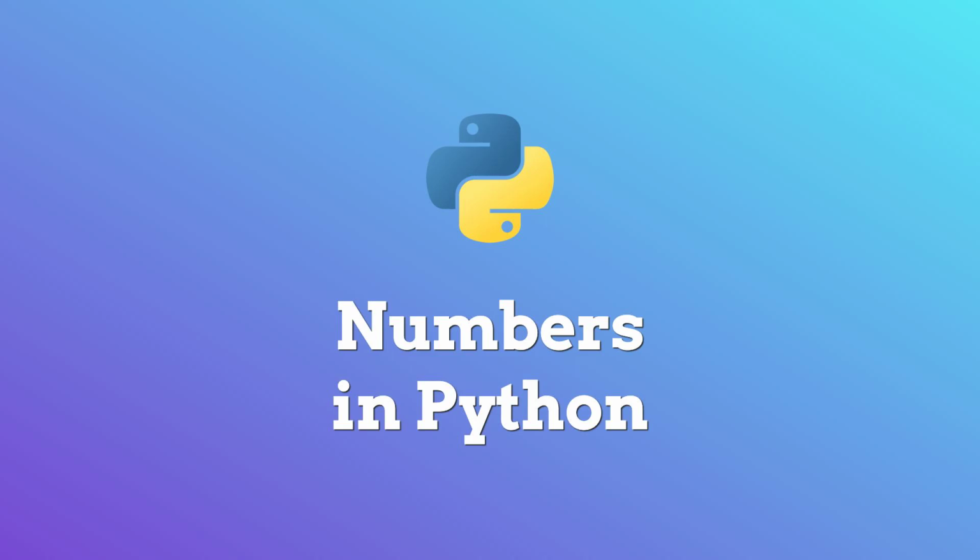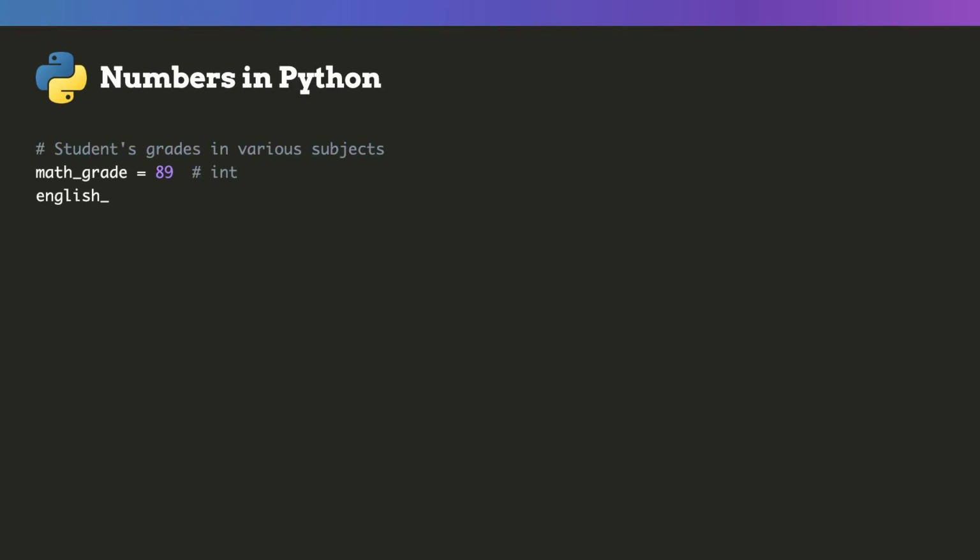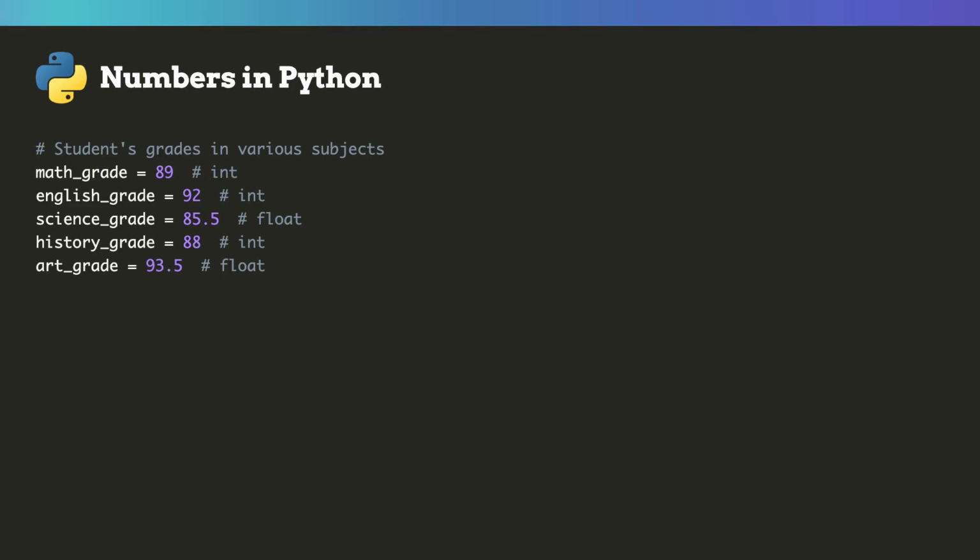Numbers in Python. In Python, we often work with numbers, whether it's for calculations, data analysis, game development, or AI programming. Python provides us with three numeric data types: integer, float, and complex. Today, we'll look at integer and float as those are the most commonly used.